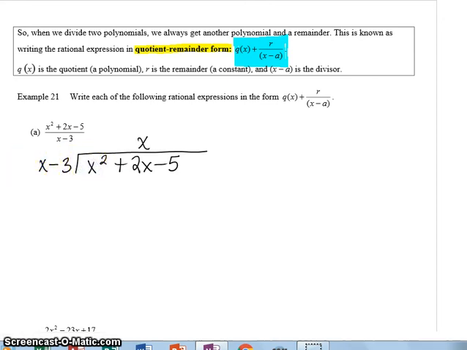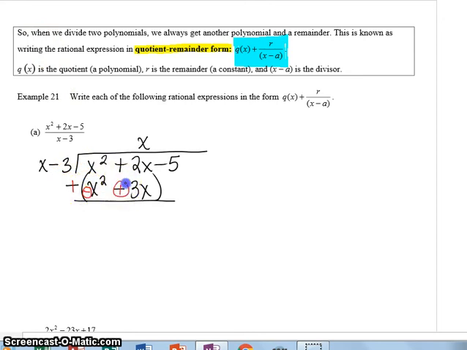When I take x and I multiply it by x, I'm going to get x squared. When I take this x and I multiply it by negative 3, I get minus 3x. Put it in parentheses, subtract, but now all the signs change. So this goes plus negative x squared, positive 3x. So again, these should always cancel, but I have 2x plus 3x, and I'm going to get 5x. Okay? I drop down, carry down the minus 5.